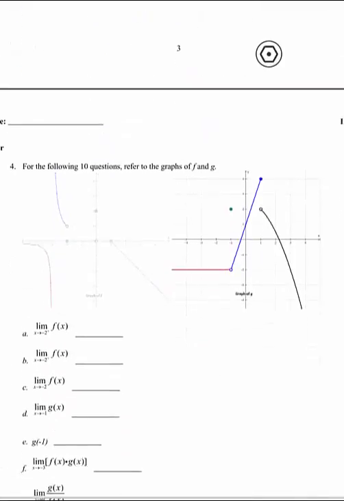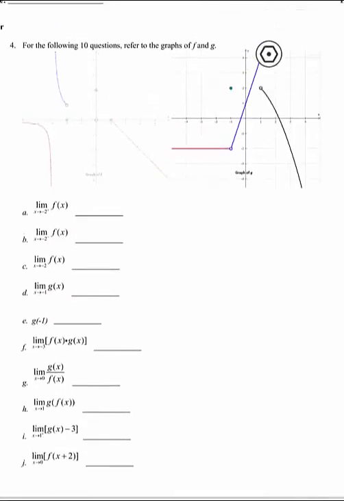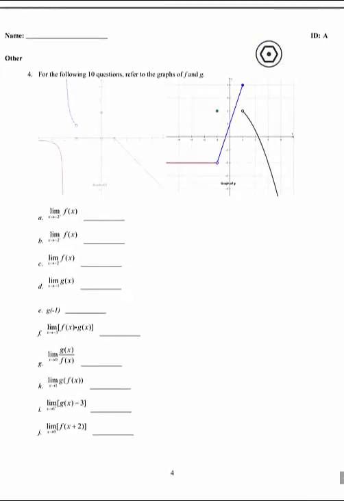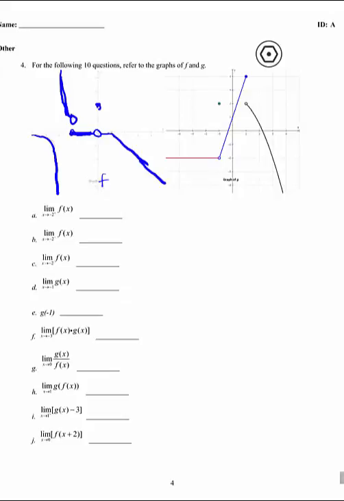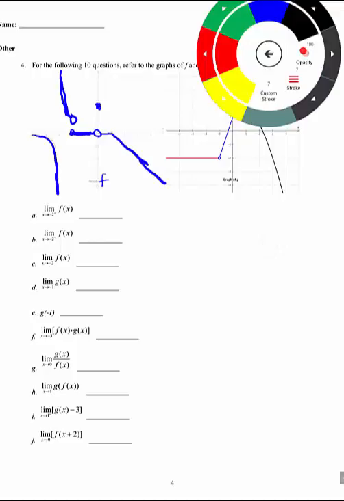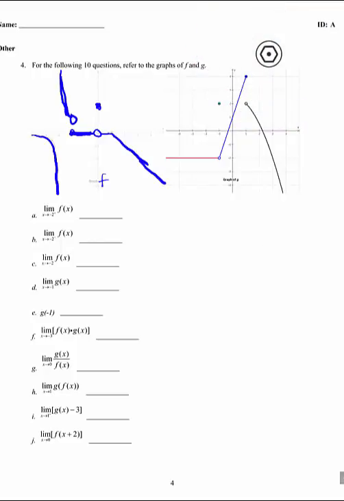Alright. Then we have number 4. I'm not sure why my graph got messed up, but I tried to fill it in there for f. So the first one says the limit as x approaches negative 2 from the right side. So that means we're going towards negative 2 from the right side. So that's going to be equal to 0. Then towards negative 2 from the left side is equal to 1. And since those are different, just towards negative 2 is DNE.